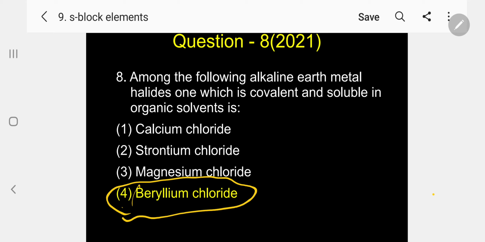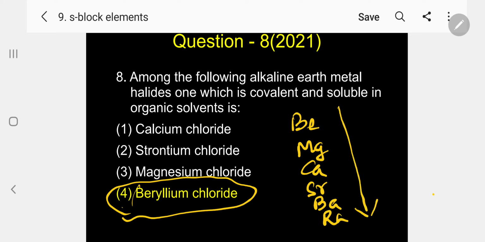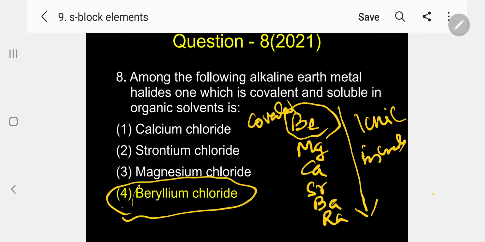So let me explain why. Because when you take beryllium, magnesium, calcium, strontium, barium and radium, as we have studied when studying the general property, generally ionic character increases across the group. Always the first member will be covalent in character. This is covalent. So when you move down, ionic character increases. That means the least ionic, that is, more covalent, is beryllium.